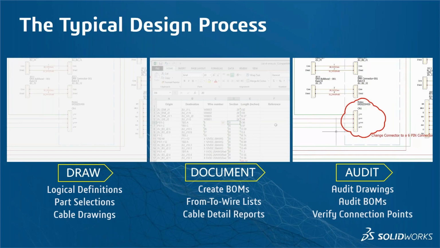Well, that process, I call it the vicious cycle. If there's a change that has to happen, you have to now check the schematic, check the documents, the spreadsheets, and then go back in and make sure that all that auditing is done correctly again and again and again.